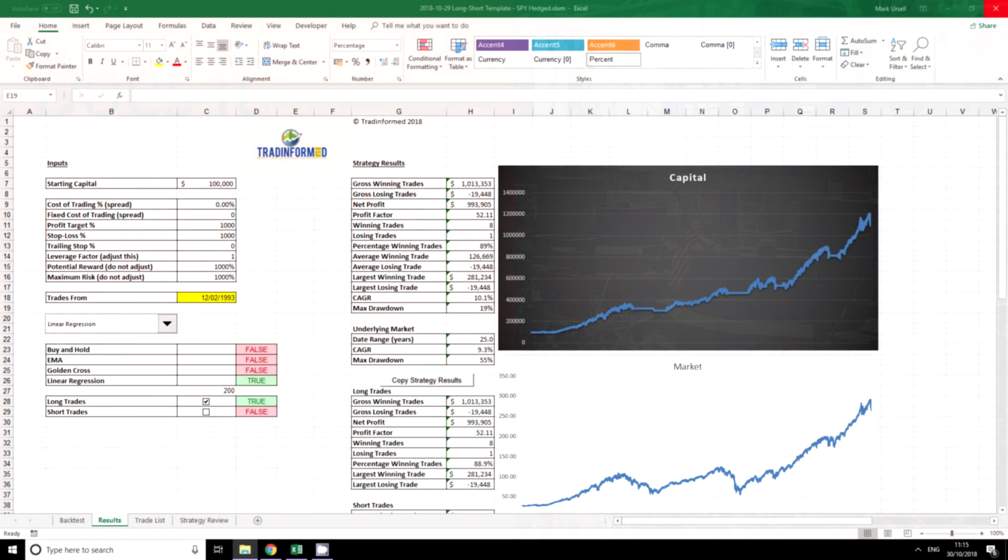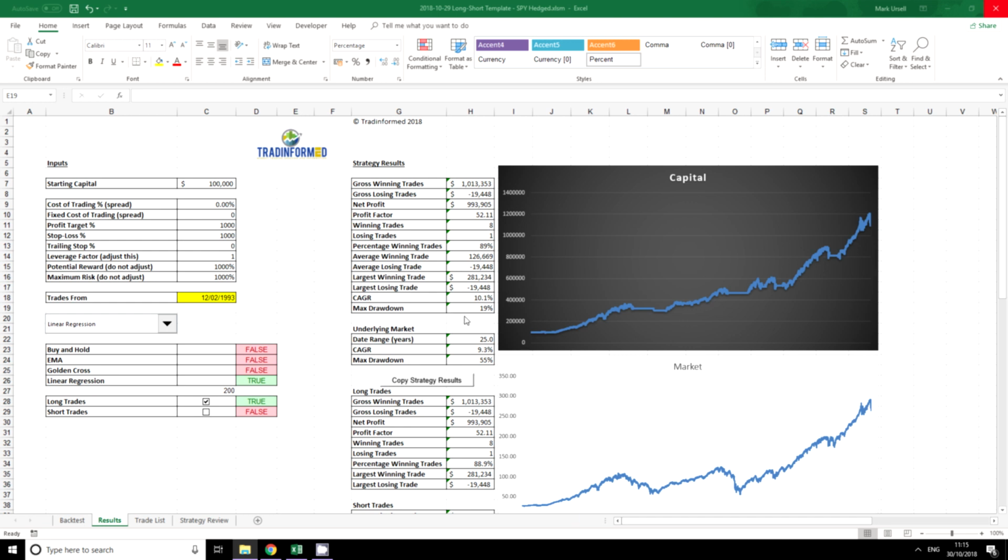On the screen at the moment, I'm showing the results of a hedged portfolio. This is the Spider ETF from 1993 to 2018, and I am hedging it with the linear regression. I am simply using a 200 period linear regression. I am always in the market when the linear regression is pointing upwards, and always out of the market when the linear regression is pointing downwards. So I have a hedged portfolio here that has performed very nicely.